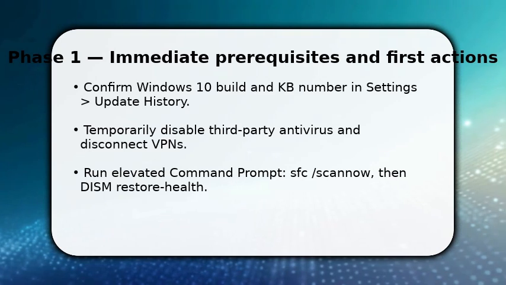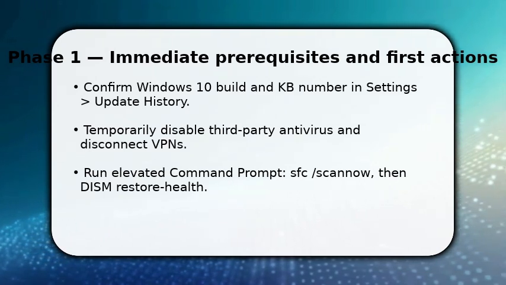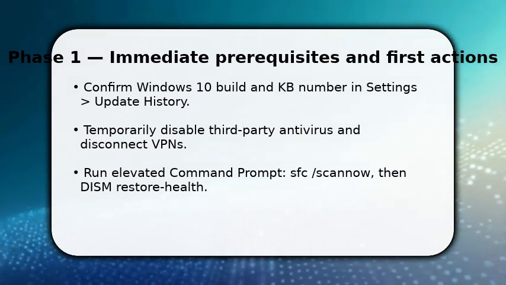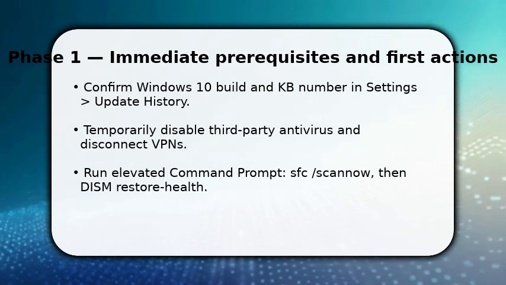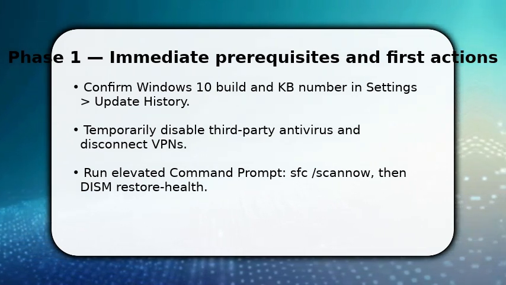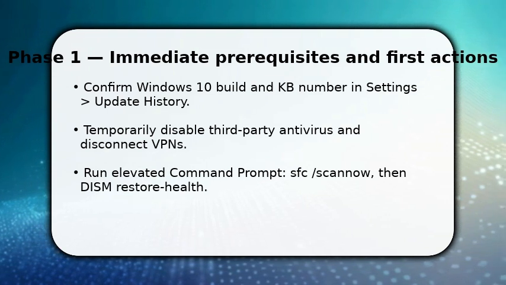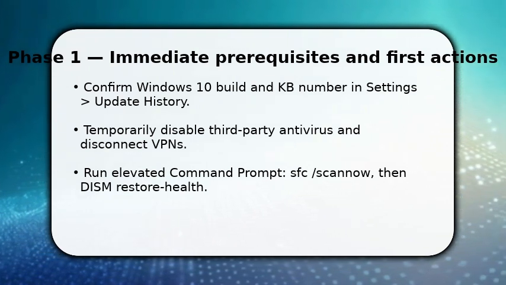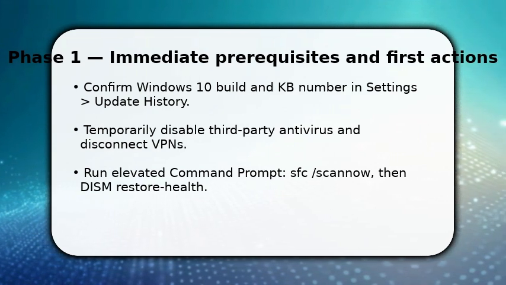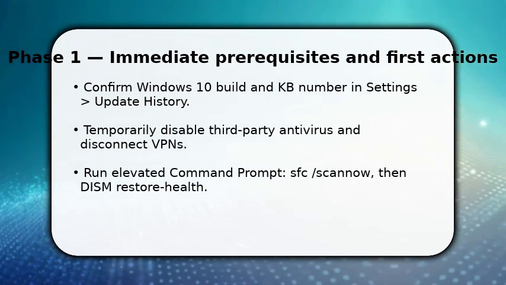You start by verifying the exact update ID and Windows 10 build so you target the correct package. Once done, pause antivirus and VPNs because they commonly block update components. Open an elevated command prompt and run sfc /scannow. This repairs corrupted system files.